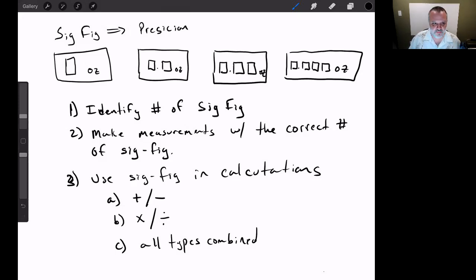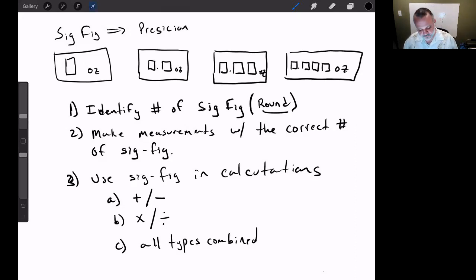Now let me add something here. This isn't quite a complete list. I want to make a little notation up here. When we identify the number of significant figures, another thing you want to be able to do is round. And rounding is something that introductory chemistry students sometimes get a little bit confused with. I've got an example we'll talk about in just a second.